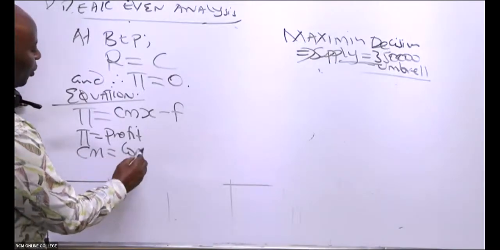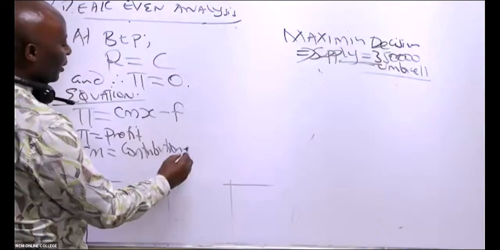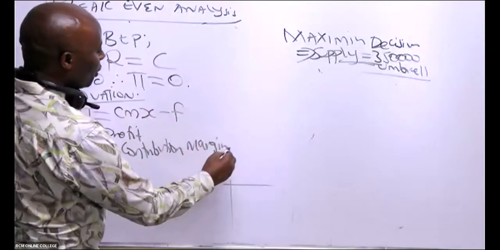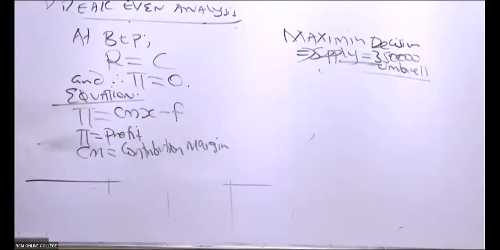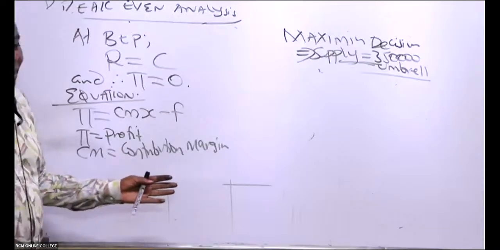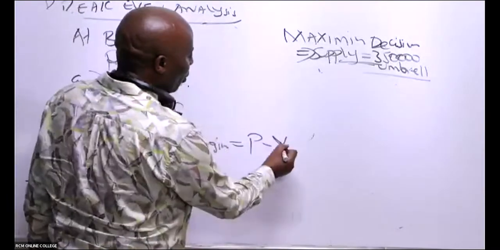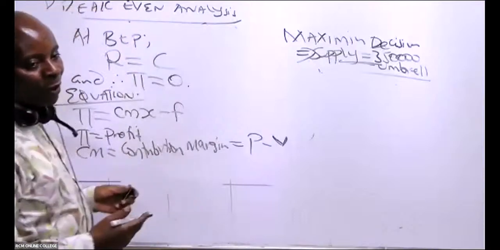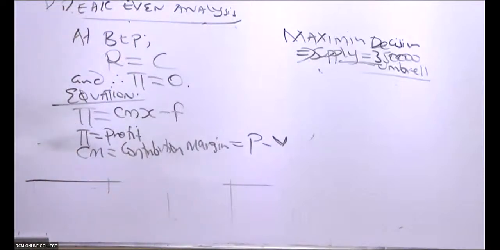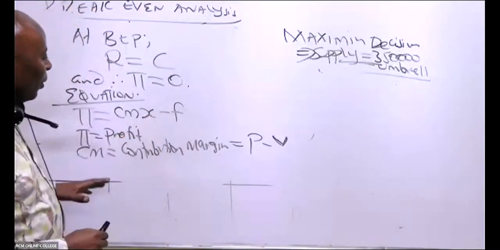CM is the contribution margin. Is there anybody who is able to remind us how we normally get CM? Selling price minus variable cost. To get contribution margin, we normally take price minus variable cost, so price per unit minus variable cost. Contribution margin is per unit, so we always take the selling price minus variable cost.